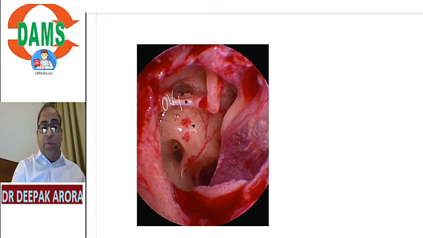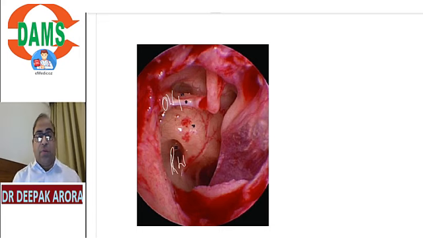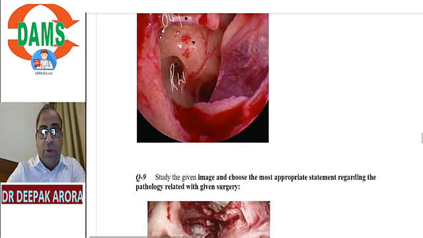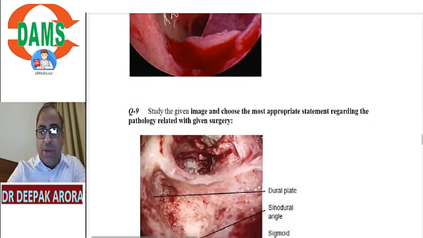If this is the oval window, what is this? Round window. Which is there? Below is the round window. Oval window, then the round window. Clear? Coming to the next one.